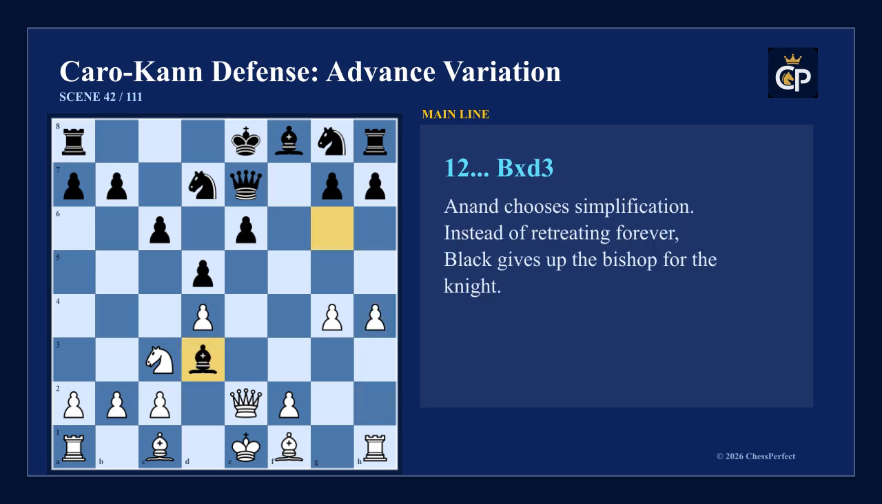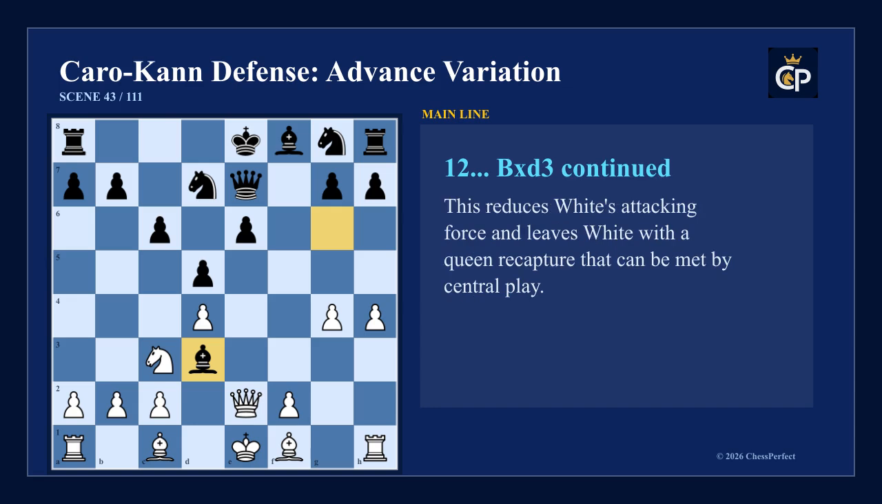Bishop takes d3. Anand chooses simplification. Instead of retreating forever, black gives up the bishop for the knight. This reduces white's attacking force and leaves white with a queen recapture that can be met by central play.